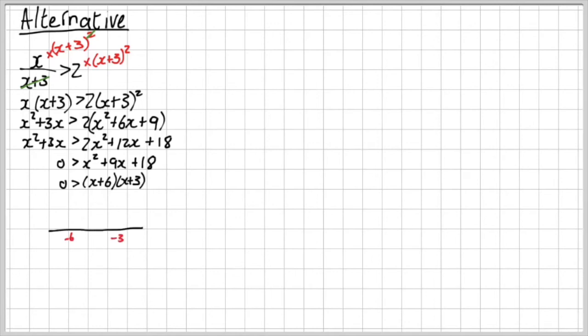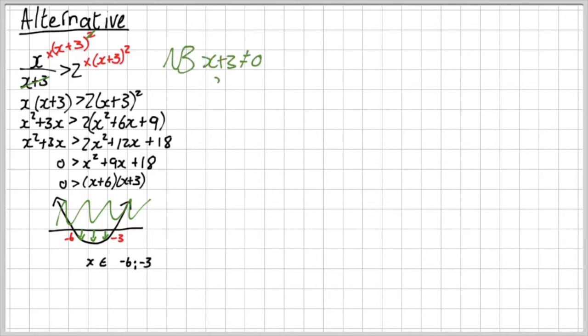Negative 6 and negative 3. Draw my parabola. Get the part that doesn't apply, leaving me with that final set of solutions. Exactly what we got previously. Now at the top you'll see there, remember, x may not be negative 3 because it is a denominator in the original sum given. So I'm going to have round brackets.